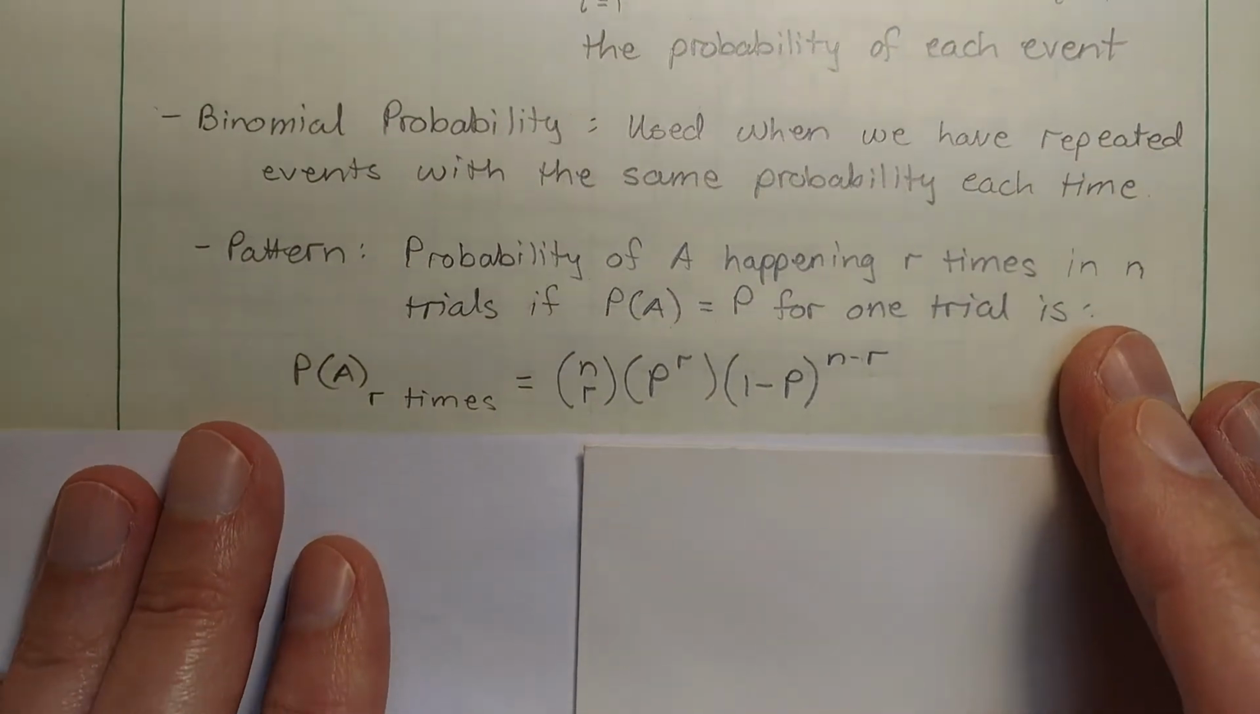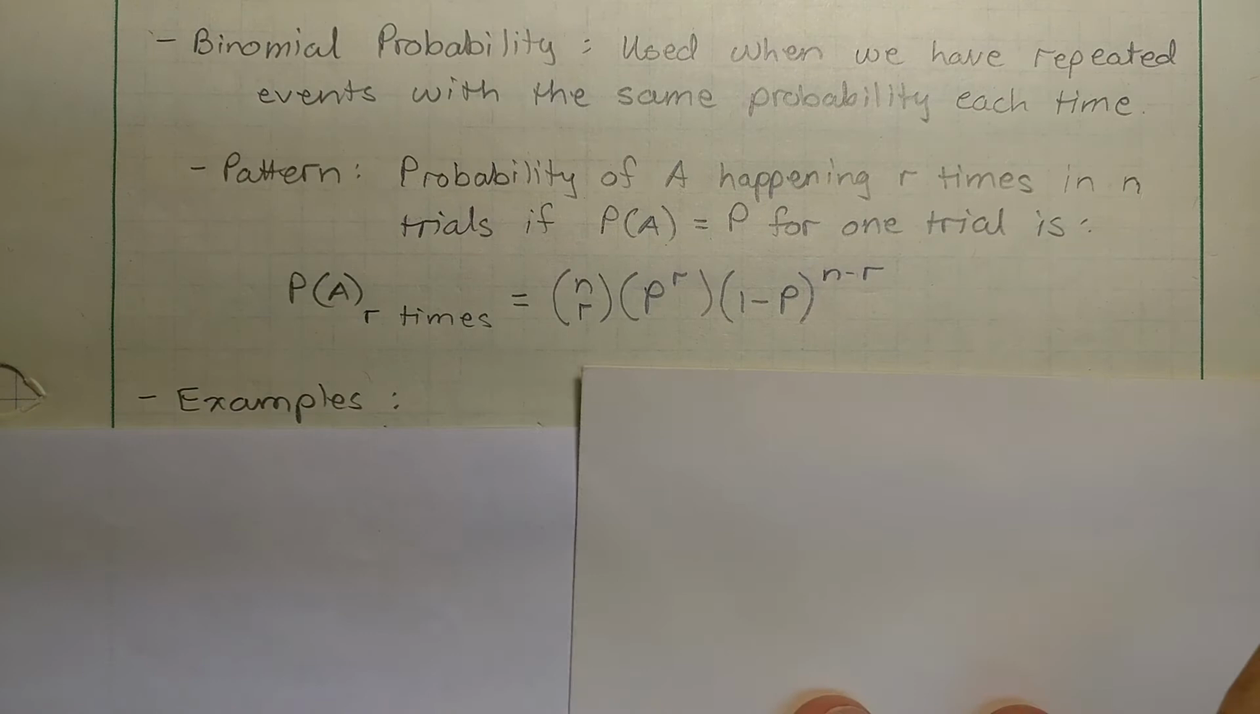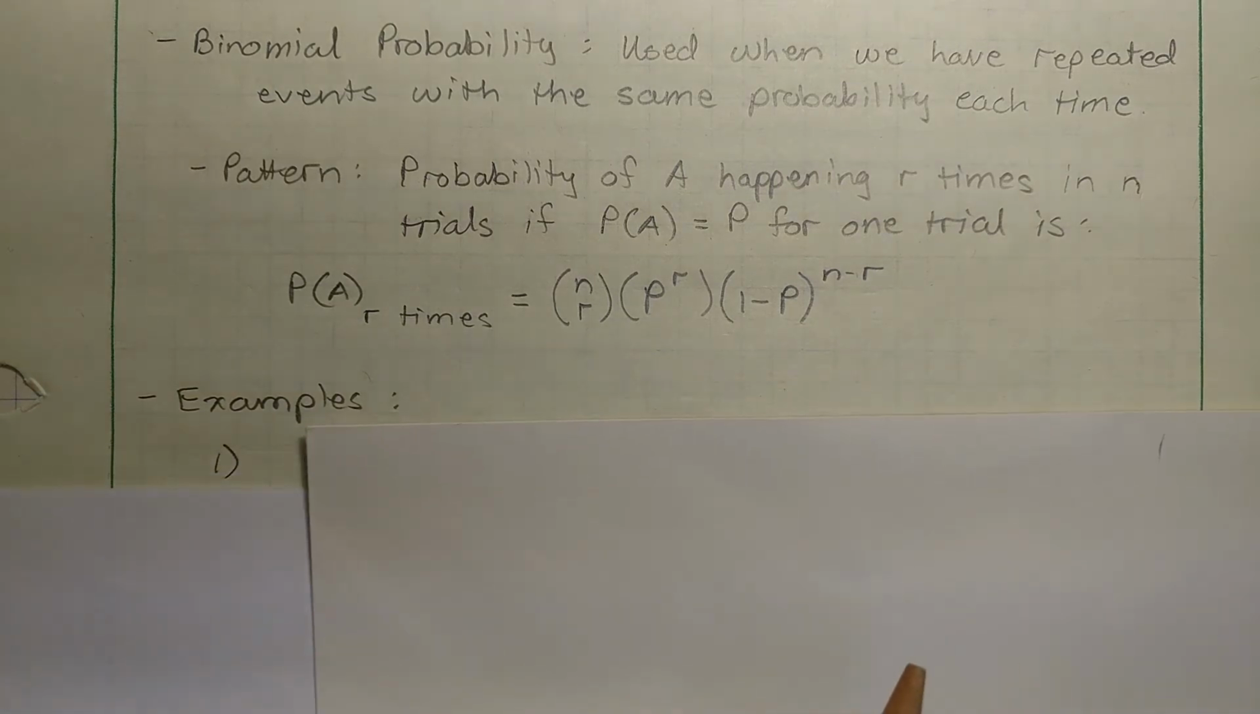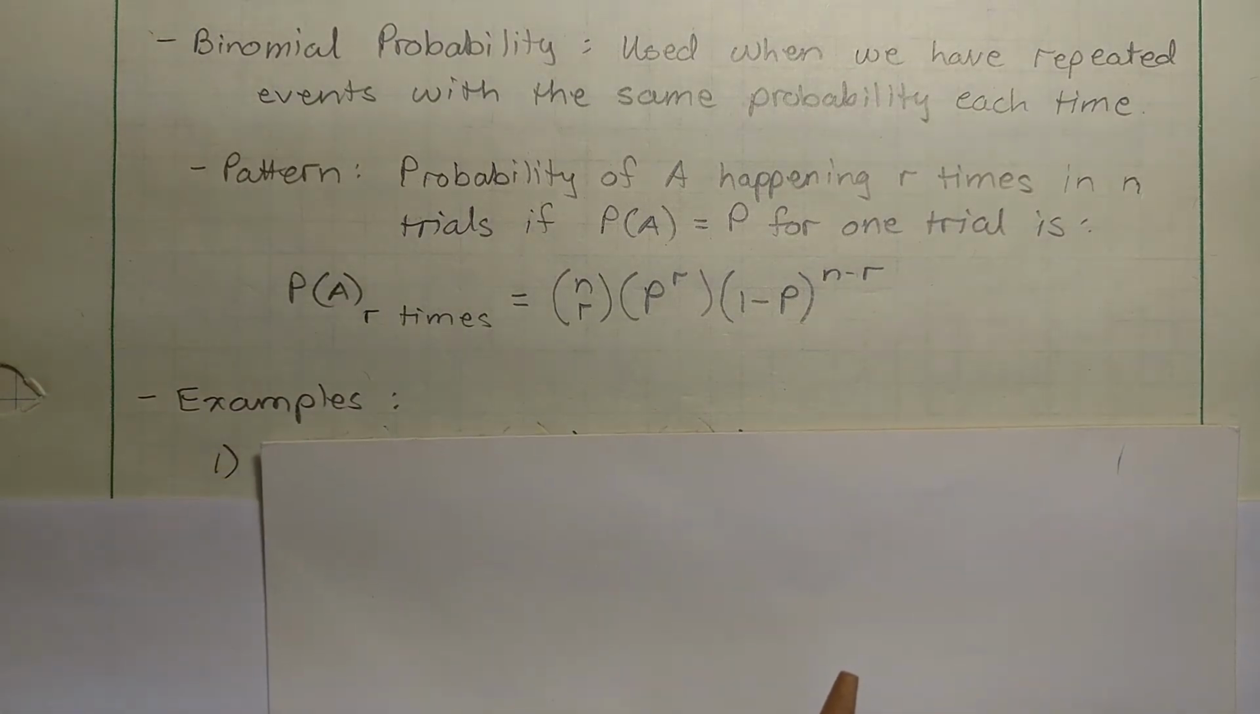So let's look at how this actually works. So let's look at some examples. So here's example number 1. So looking at example number 1, I need my book, which is in the other room. One moment.